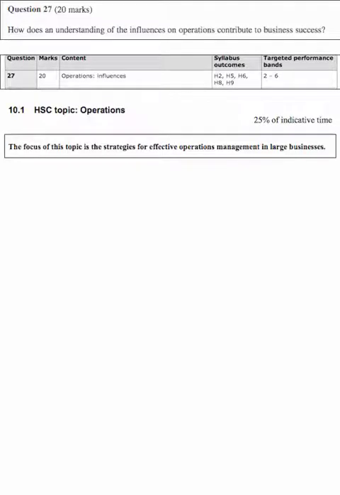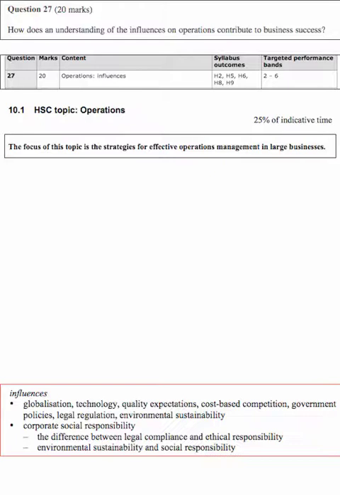Now, we're only going to look at question 27, because if you're looking at this video in the operations app, this is the operations question. So this is only about operations influences. How does an understanding of the influences on operations contribute to business success? So the contribute to business success part is the twist. So we go to the syllabus, we go to operations, we go to influences. So we have to talk about those things, right? Globalization, technology, quality expectations, etc.